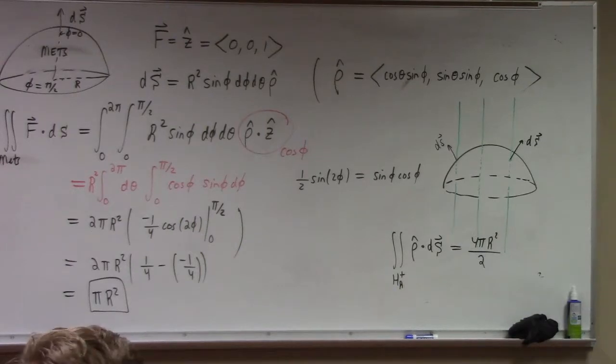But what's different about z hat is it doesn't line up with the dS, right? But what's the significance of the pi r squared?